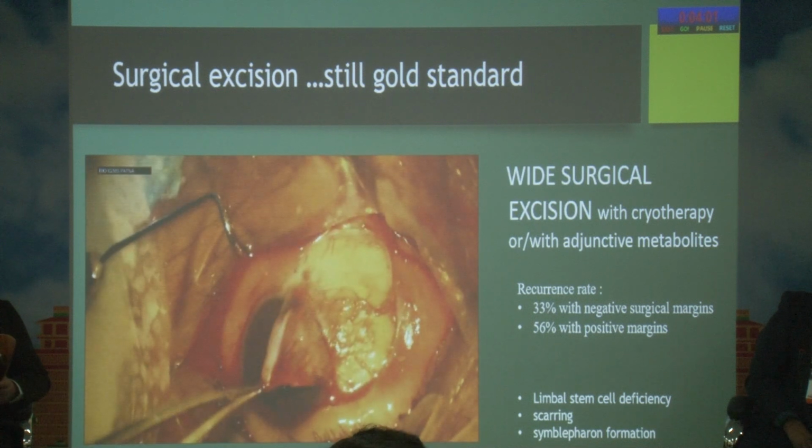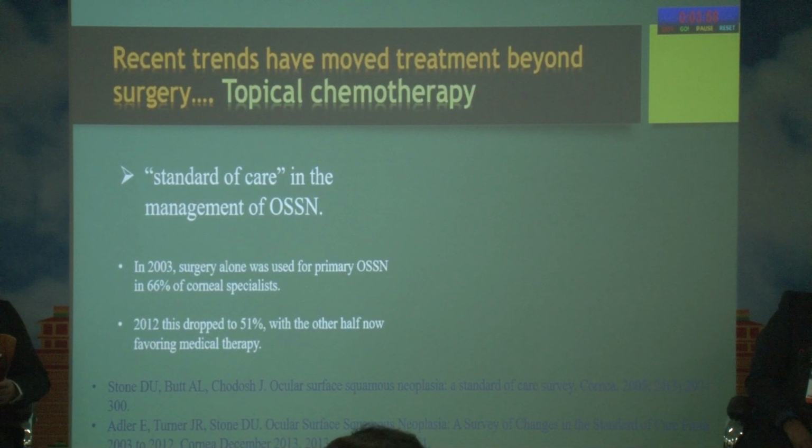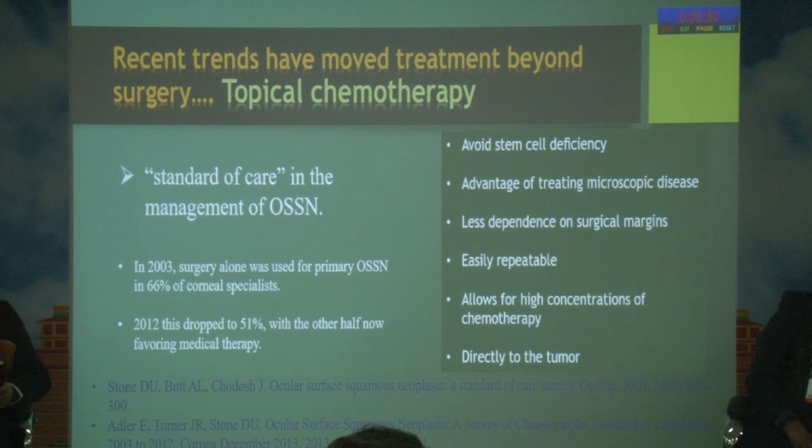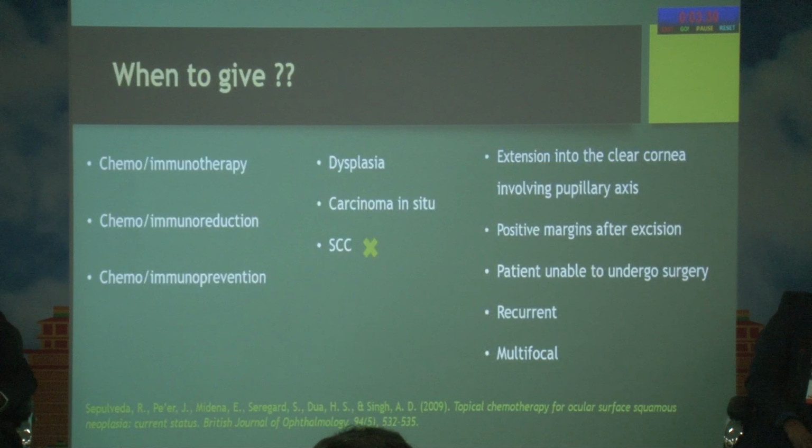So here comes the role of topical therapy, which is fairly common nowadays. People are using it. This gives a few advantages over surgical management: it avoids stem cell deficiency, it can treat a large area at one time, you can titrate the concentration, and it can be repeated. These drugs can be used in various forms: for the reduction of the tumor, as an adjunct after surgical management, or as prevention in a prophylactic period.